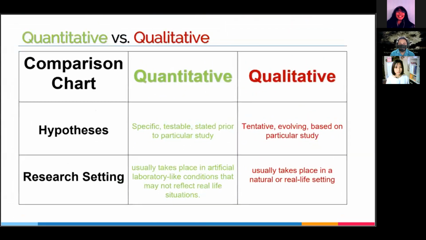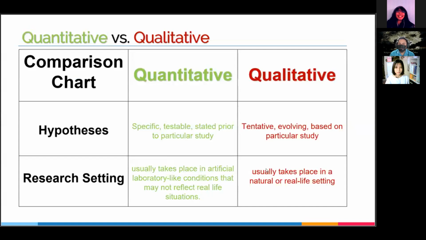Next, quantitative, qualitative and hypothesis. Okay, when it comes to hypothesis, ang hypothesis ng quantitative, pag sinabing hypothesis, it is educational guess. So quantitative, it can be specific, testable, stated prior to particular study. Ang hypothesis naman ng qualitative is tentative, evolving, based on particular study. Okay, so meaning ang hypothesis is broad when it comes to quali. And then pagdating naman sa quantitative, it is too narrow, or narrowed down.